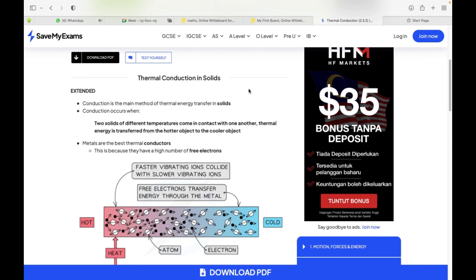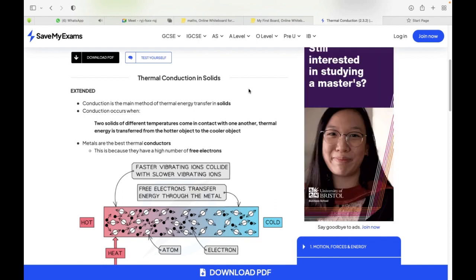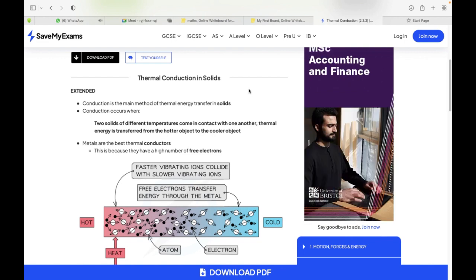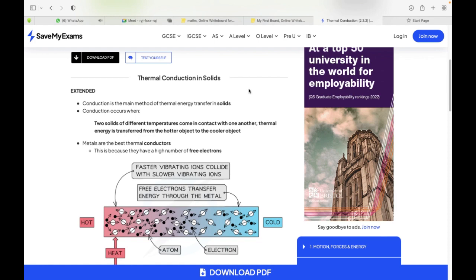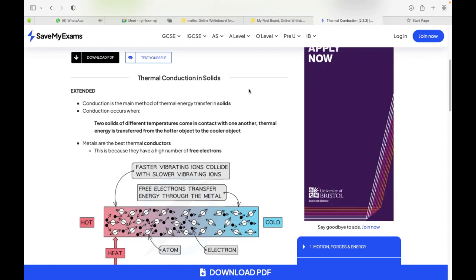Two solids of different temperature come in contact with one another. The one with the higher temperature will transfer the heat energy to the one with the lower temperature. That's the hot one will transfer its heat to the cold one. Or you take one same solid, you heat one side, you supply heat at one end, and the other end is cold. Then we're going to see how the heat that is supplied from one end is going to travel to the other end.